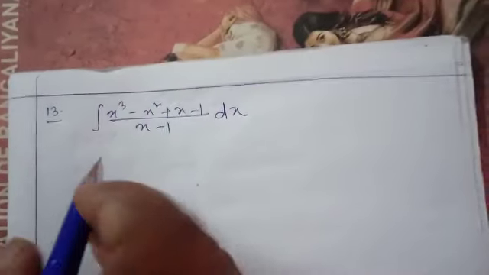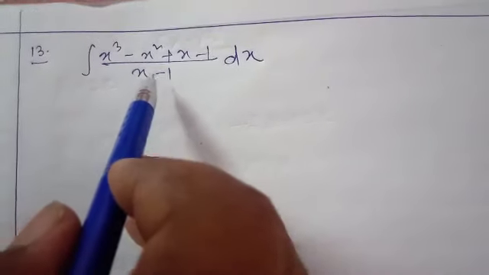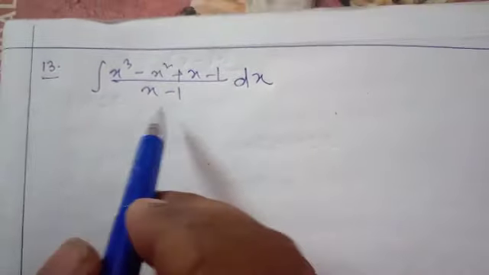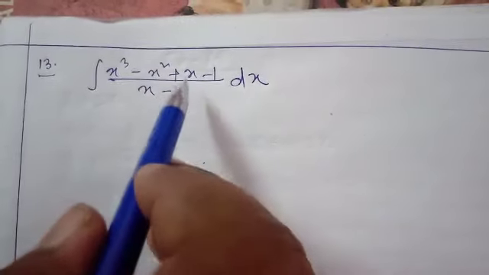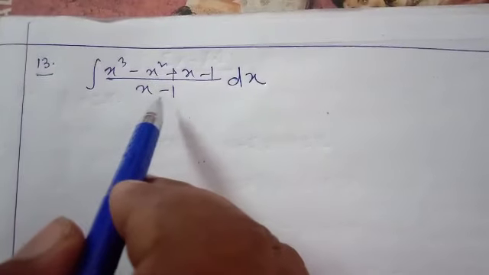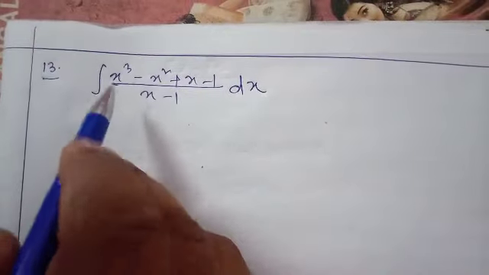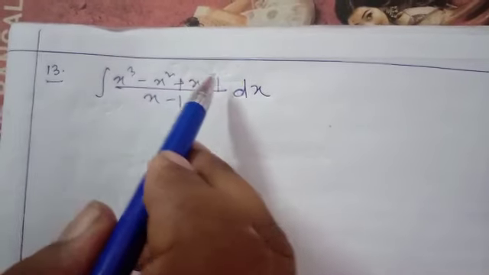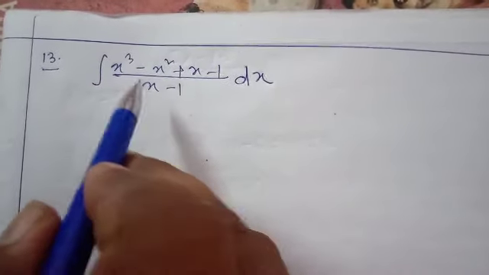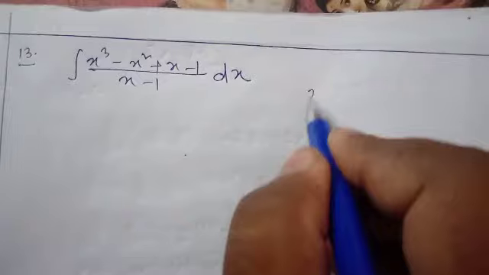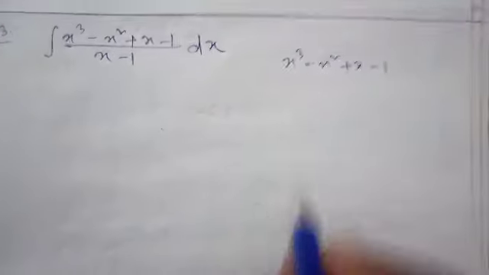Next move to the question number 13. Here given that integration of x cube minus x square plus x minus 1 by x minus 1, a function divided by another function, so you cannot separate this one. Okay, so how you solve this one? So first thing, you factorize this portion, that means numerator function you factorize it. So here x cube minus x square plus x minus 1. So how you factorize it?